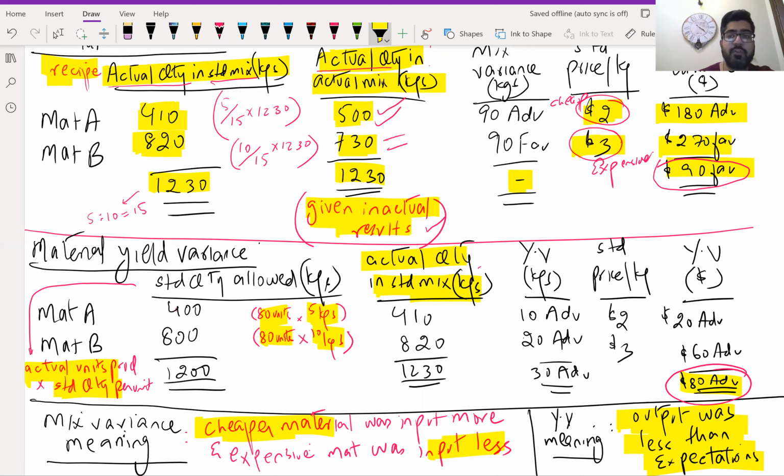I am proving the meaning of mixed variance, that it's favorable. You can learn cheaper material. From A and B, cheaper is 2. That's input more, and expensive is less. See, expensive B is less, 730 in place of 820. The recipe stated 820, you input less. So when expensive is less, favorable.